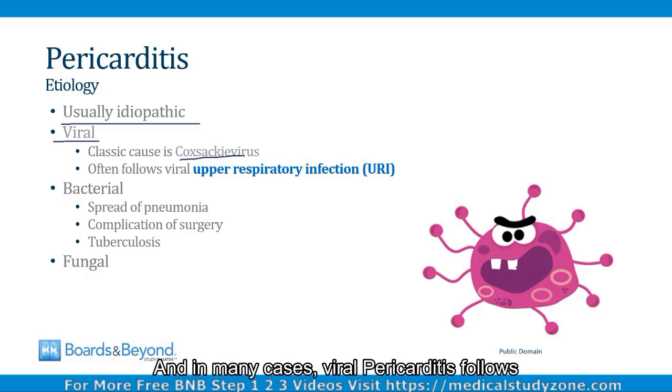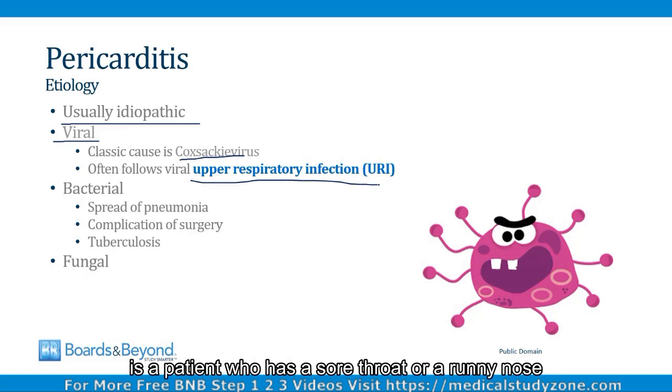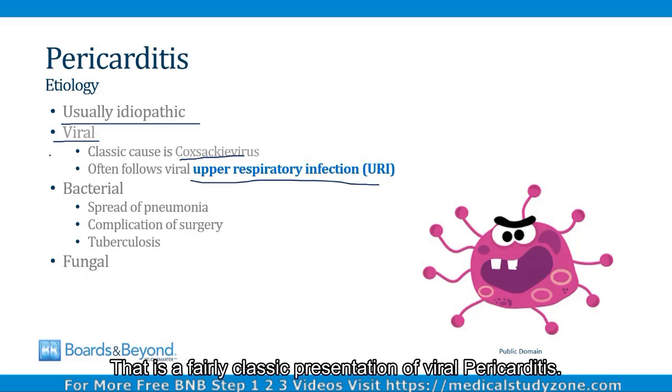And in many cases, viral pericarditis follows a viral upper respiratory infection. So a classic history to know clinically and for board exams is a patient who has a sore throat or a runny nose, and then a few days or weeks later develops pericarditis. That is a fairly classic presentation of viral pericarditis.